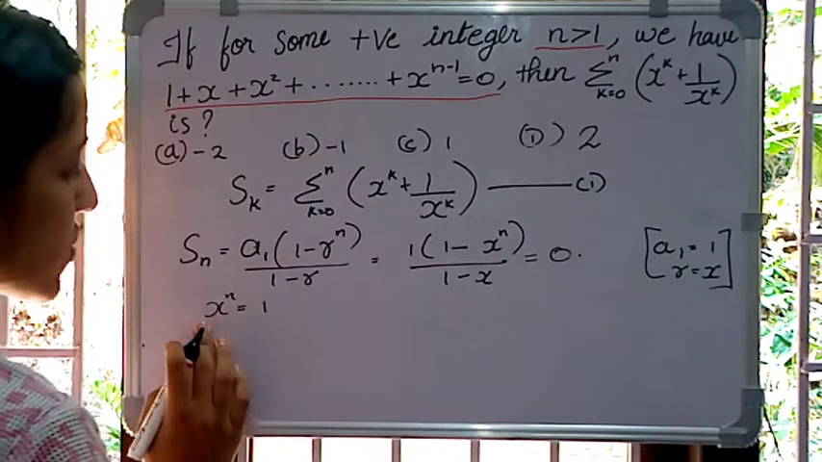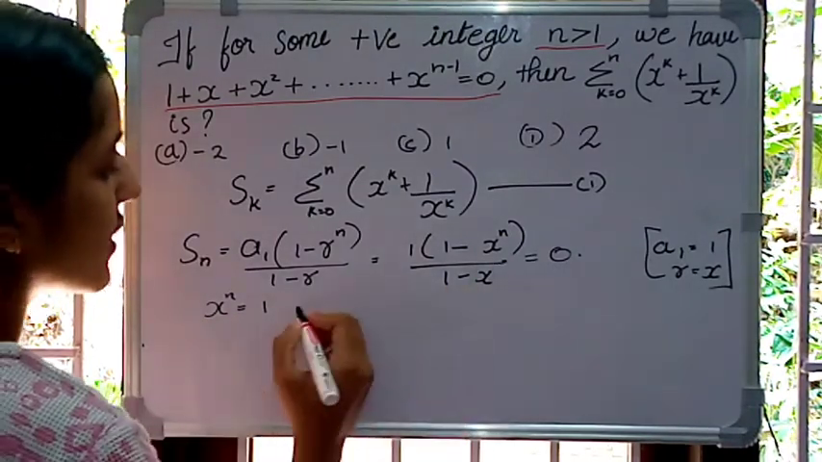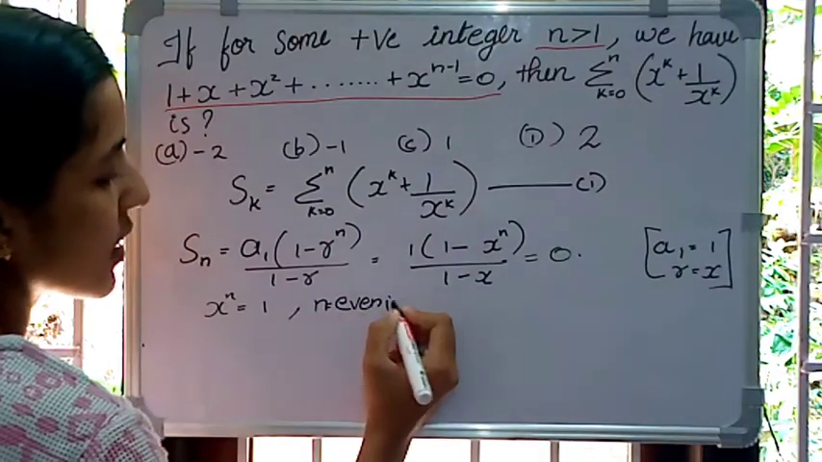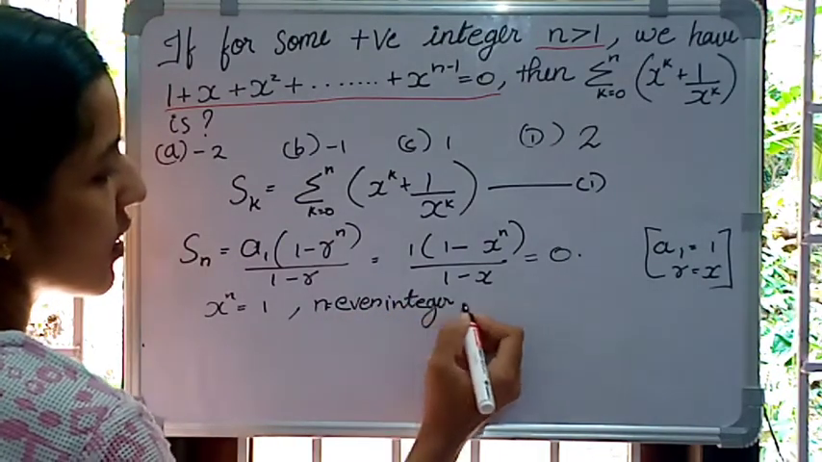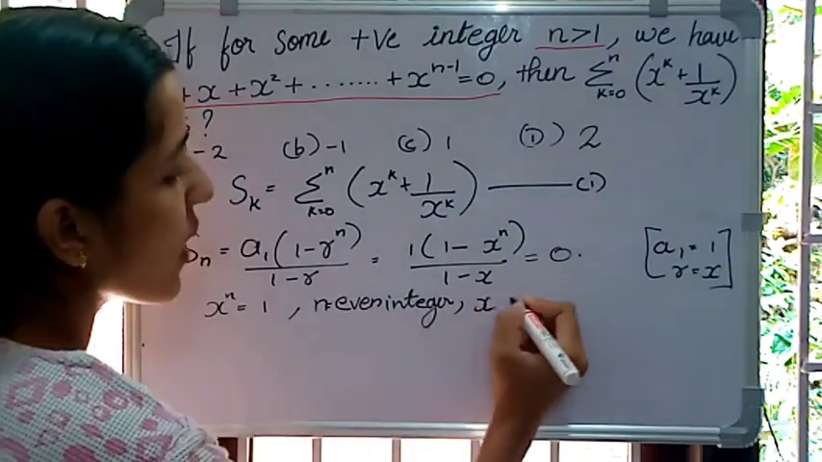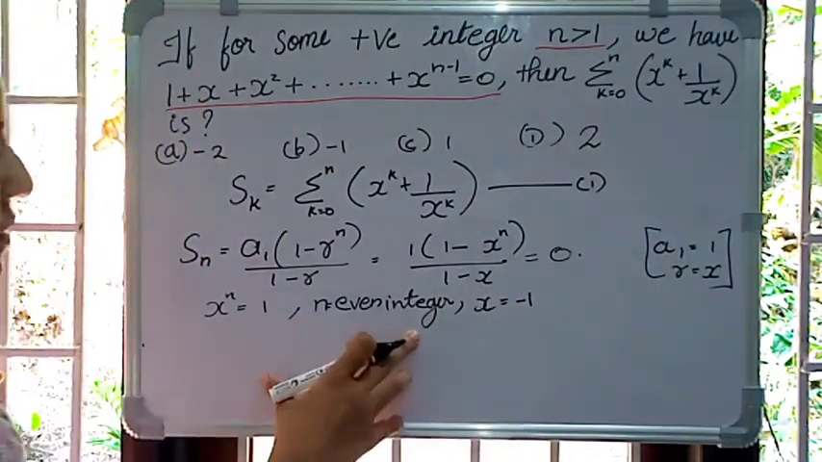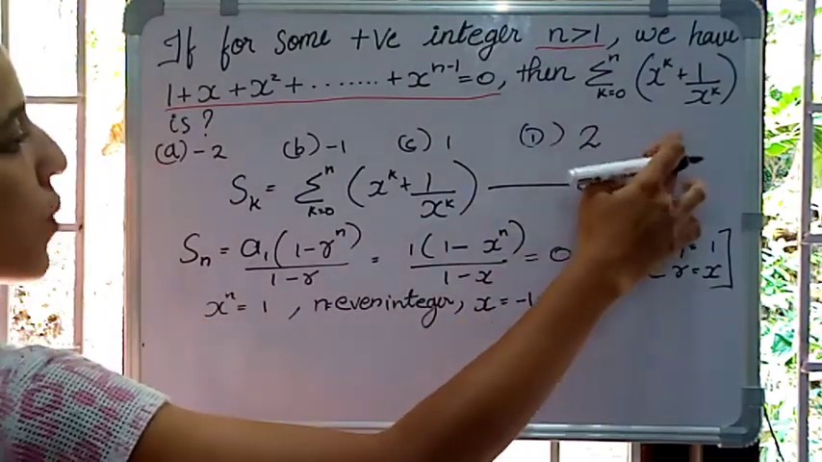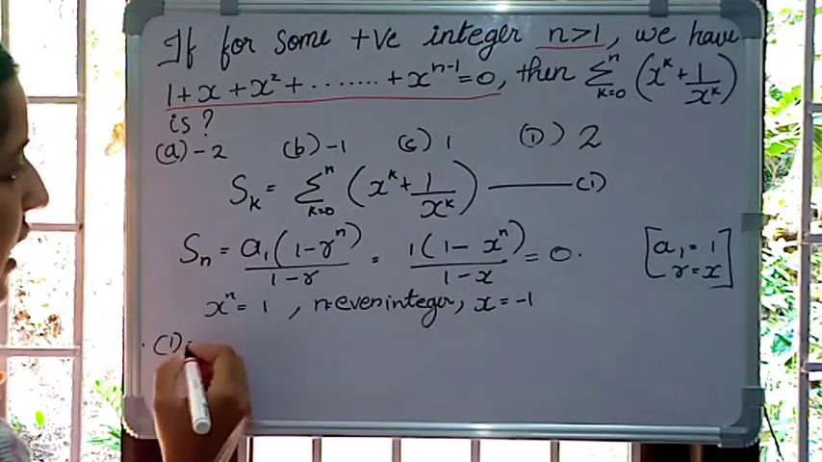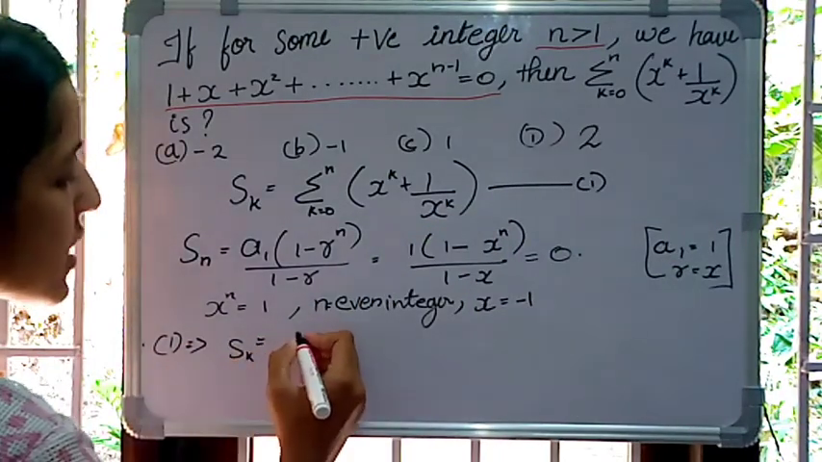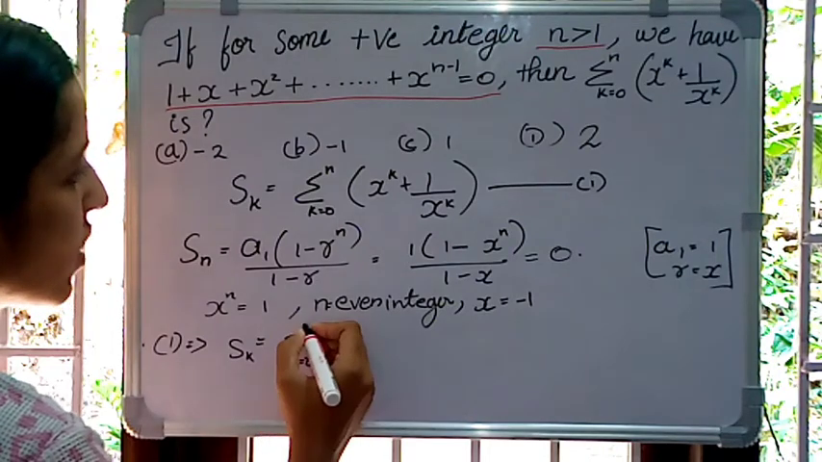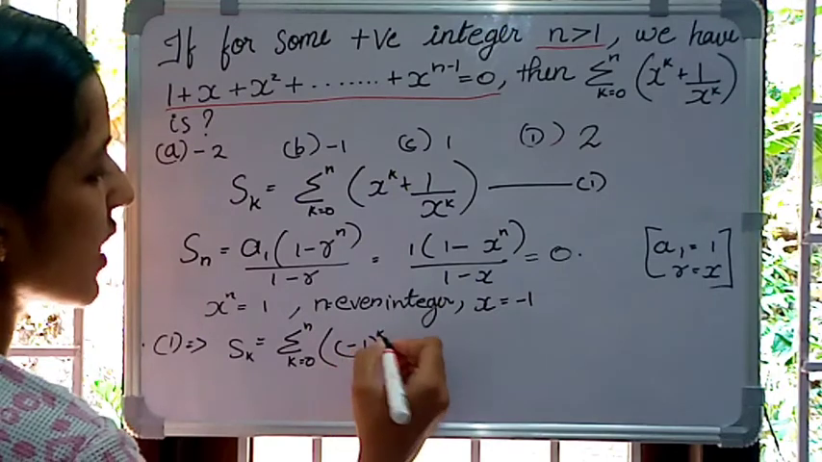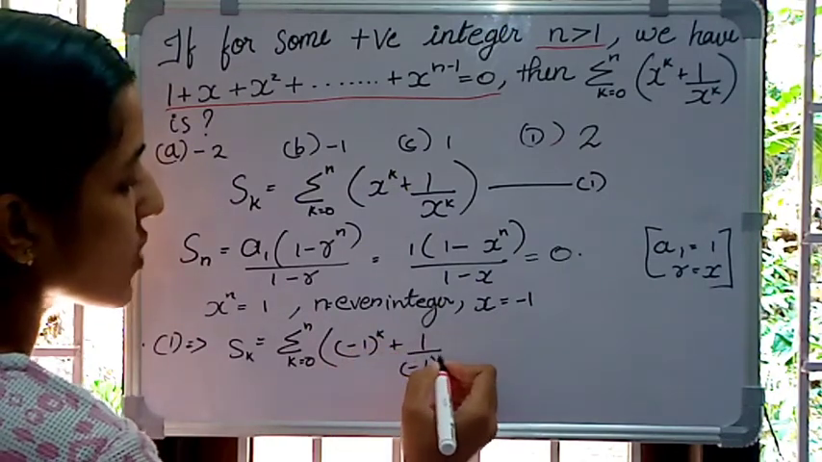So let's give the x raised to n value as 1, and in that case n will be an even integer. Hence, we get the x value as minus 1. If n value is even, then the x value will be minus 1. On substituting the following into this equation 1, we get Sk equals summation of k equal to 0 to n, x value is minus 1. So minus 1 raised to k plus 1 by minus 1 raised to k.